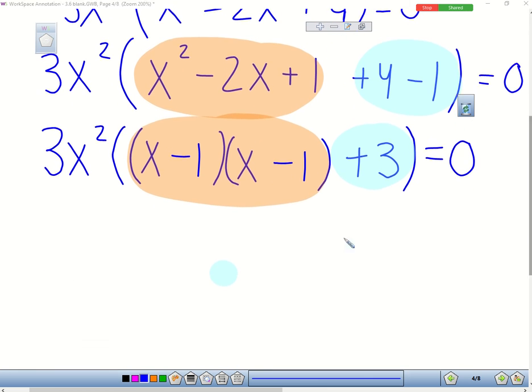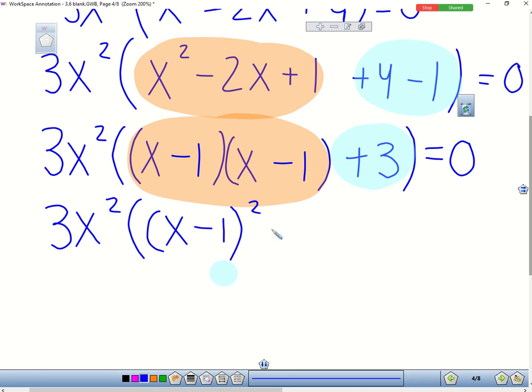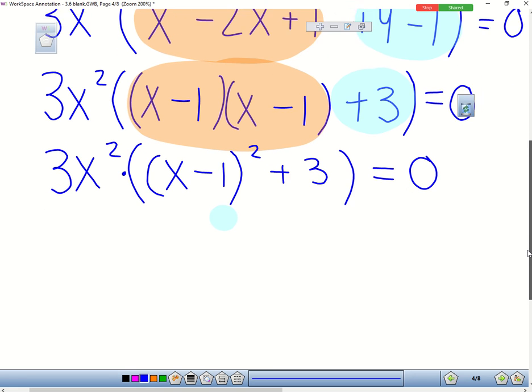All right? Now, how can I rewrite the product of two identical binomials in math? Good, with the second power. I can rewrite it to the second power. And now from here, we have the product of two things. We have the product of 3x squared and then all of this other stuff. Those are two products. They're multiplied together. So the zero product property states that if we have two products, we can set each piece of the product equal to 0. Very good. We can set them each equal to 0.